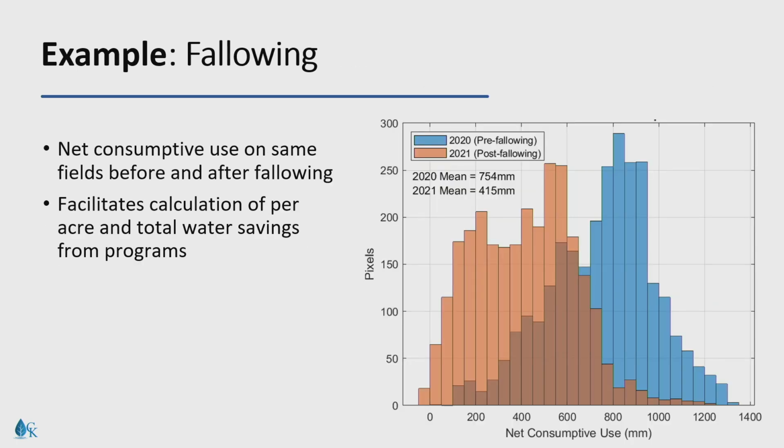And then we were able to get our hands on some shapefiles of fields that had been part of a fallowing program, and we could look at how much ET was coming off of those fields before they were fallowed and after they were fallowed. So this histogram on the right here, the blue one is the net consumptive use, again, ET minus precipitation, before those fields were put in the fallowing program. And then the red histogram is the exact same fields after they were put in the fallowing program. And you can see that there is a shift of roughly 300 millimeters per year of consumptive water use. And so this kind of analysis could conceivably facilitate the calculation of the per acre water savings, and the total water savings from fallowing programs.